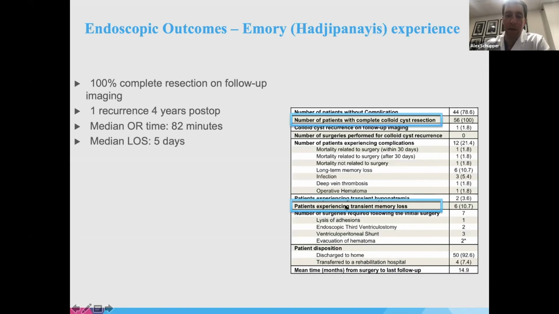And then we can see here, we talked about the fornix fibers, and memory loss is always something we worry about in the post-op phase. We're always asking our patients questions to try to elicit their memory in the post-op period. And what they found is that 6 patients did have transient memory loss. However, they did improve. And then over 92% of these patients were discharged home.